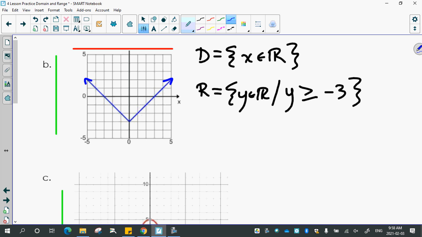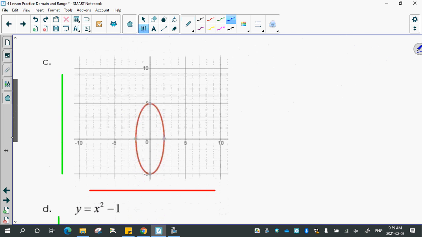So that's an important little thing to write down. Domain is always x, and range is always y. Okay. Domain is a set of all x values from smallest to biggest. Range is a set of all y values from smallest to biggest. All right, the next one.